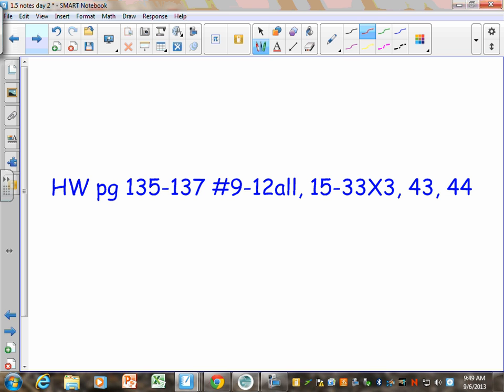Yeah, it shouldn't be that bad. 9 through 12, I think you're just saying, like, does it pass the vertical line test? Does it pass the horizontal line test? Like, you don't even have to show work on that. Just yes or no, looking at pictures. And then 15.